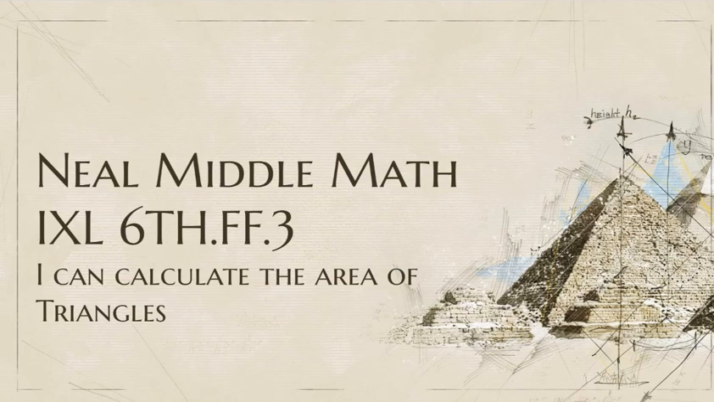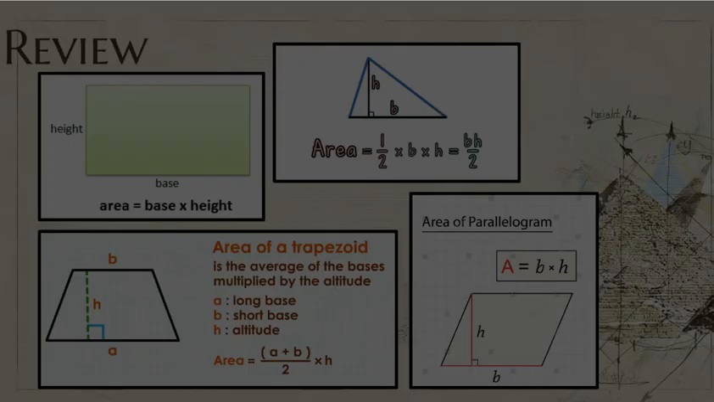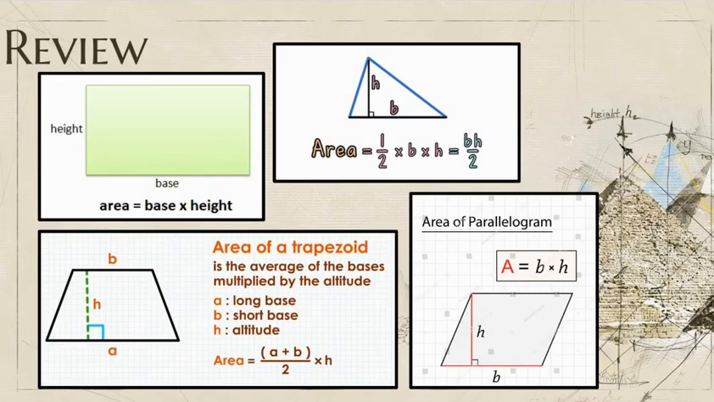Before we get started, let's do a quick review. Here's a review of the area of a rectangle, the area of a trapezoid, the area of a parallelogram, and the area of a triangle. What I want you to notice is that when calculating the area of a triangle, the base and the height are connected by the right angle symbol.